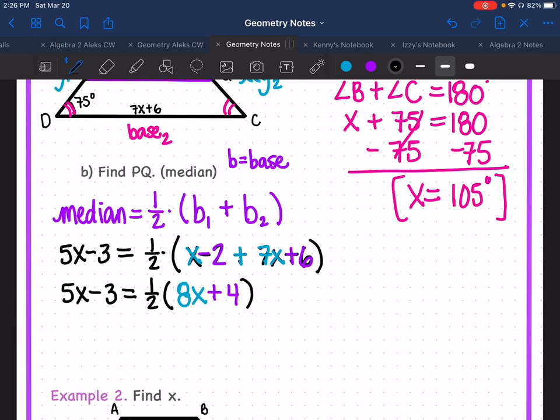And now I can distribute this half because I'm just going to take 8 and divide it by 2, which gives me 4x. And I'm going to take 4 and divide it by 2, which gives me 2. So I'm just cutting everything in half, okay? All right, let me copy down this side. And now I can just go ahead and solve my equation.